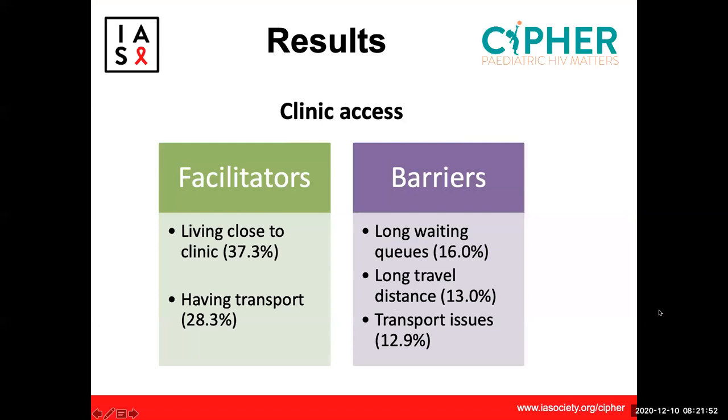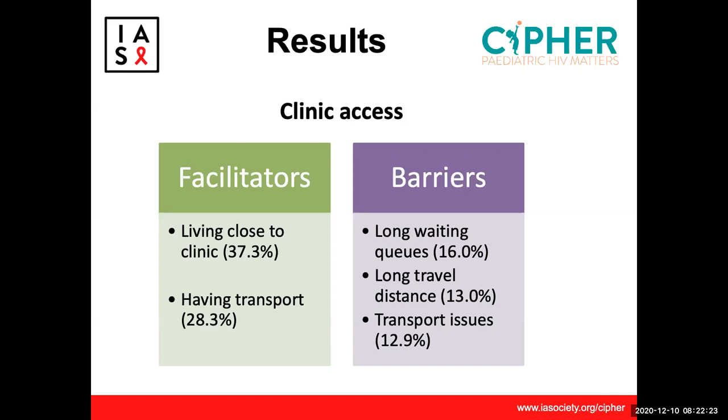Okay, we also assessed facilitators and barriers to clinic access. And so facilitators were, 37% reported that living close to a clinic was a facilitator and having transport was a facilitator, while barriers were long waiting queues, long travel distance, and other transport issues that they reported.